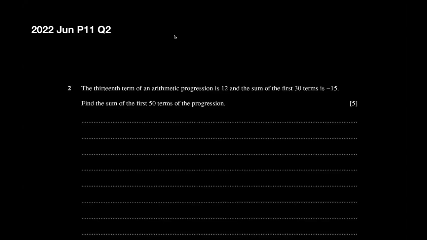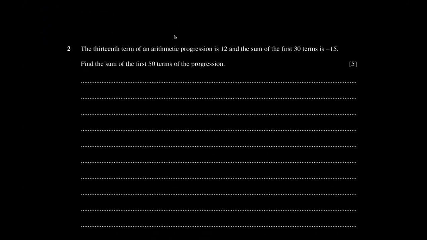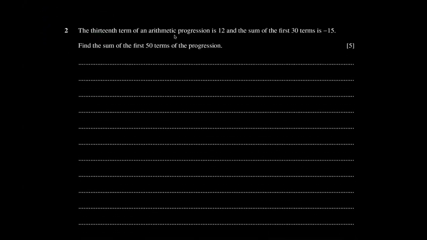Let's read the question. The 13th term of an arithmetic progression is 12, and the sum of the first 30 terms is negative 15. Find the sum of the first 50 terms of this progression. Now, the very first thing, we are talking about an arithmetic progression, and we are talking about the 13th term as 12, and then the sum of the first 30 terms as negative 15, and after we find the unknowns, we will find the sum of the first 50 terms of this progression.